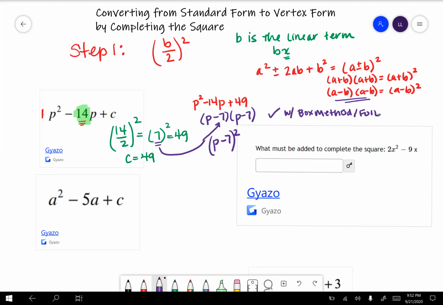Now, again, we're going to identify B. In this case, B is -5. So here's the deal. It's not a nice number. When I divide by 2, it is going to give me a fraction. So can I still do the same thing? Yeah, you can. So 5 over 2 squared is equal to 5 over 2 times 5 over 2, which is 25 over 4. So that means C is going to be 25 over 4.